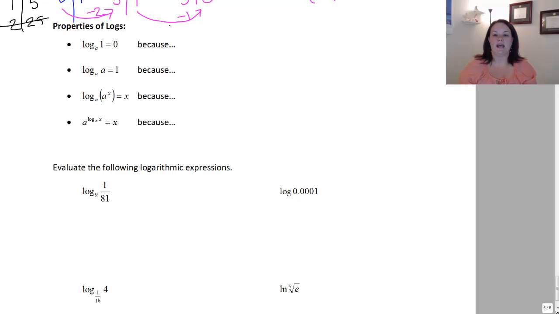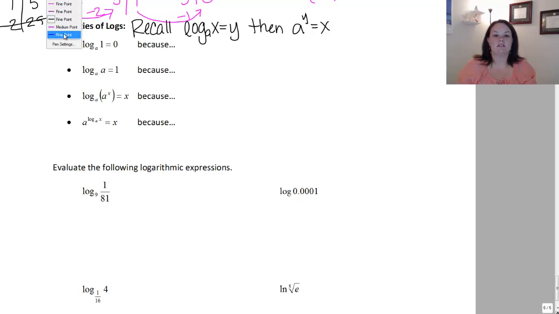So remember, when we have logs, I'm just going to put up here, recall, if we have log base a of x equals y, then that means a to the y equals x. So if you recall our little silly shortcut, it was whatever our little base is raised to the equal side gives us the inside number. Okay, so that's how I got this, a to the y equals x. So that's what I'm going to show to prove this.